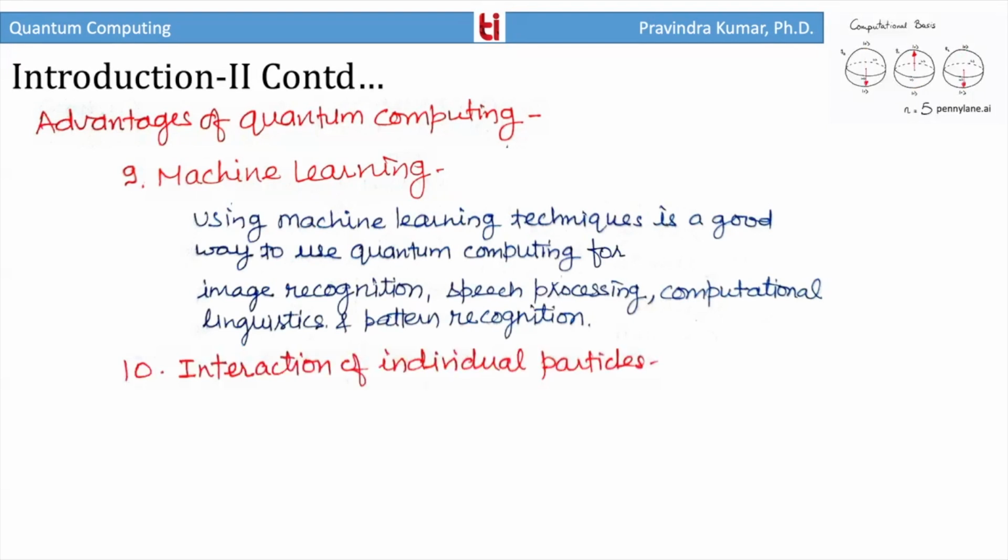Another advantage is interaction of individual particles. A quantum computer can also simulate a system that has some form of interaction of individual particles. These computers could help in the development of new materials, chemicals, and drugs in future.